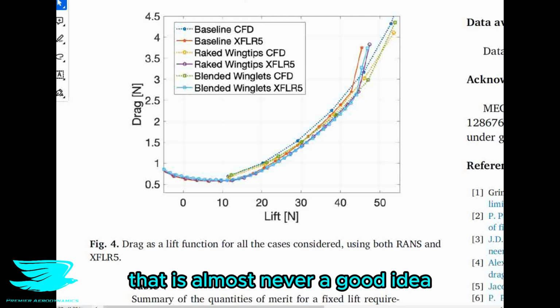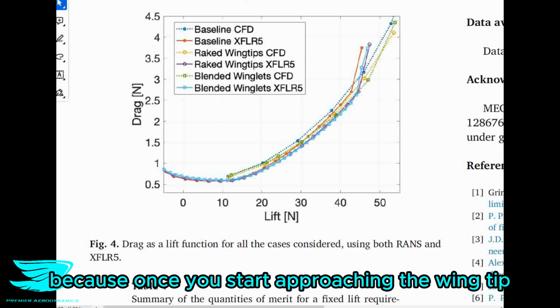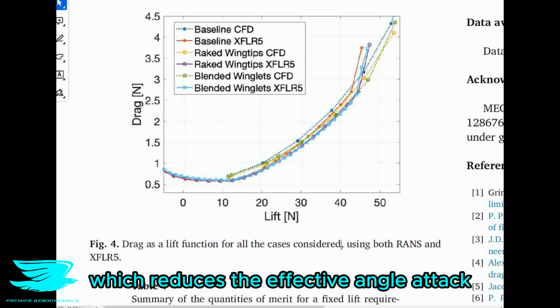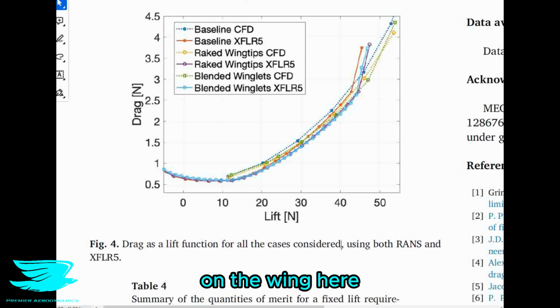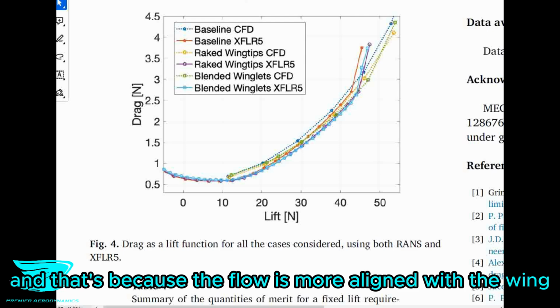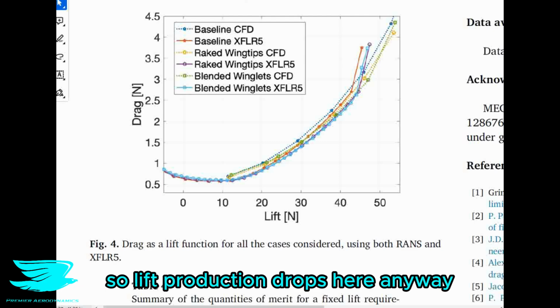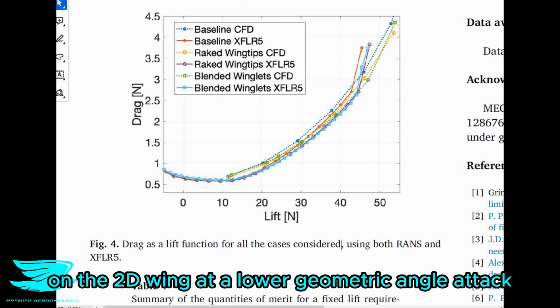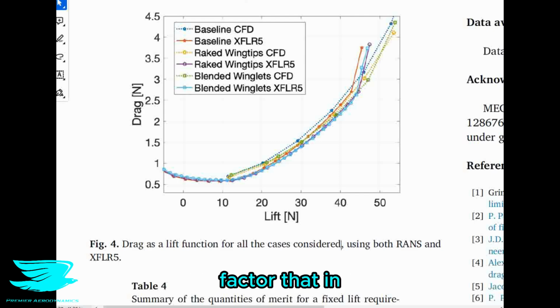That is almost never a good idea because once you start approaching the wingtip, depending on the strength of the wingtip vortex, the flow washes down more here, which reduces the effective angle of attack on the wing here. And that's because the flow is more aligned with the wing, so the lift production drops here anyway. So the drag produced here is more like what is produced on the wing, 2D wing, at a lower geometric angle of attack. So I guess you could factor that in.